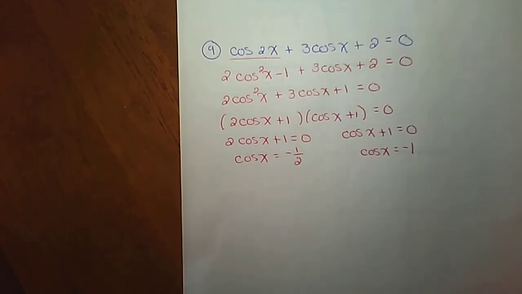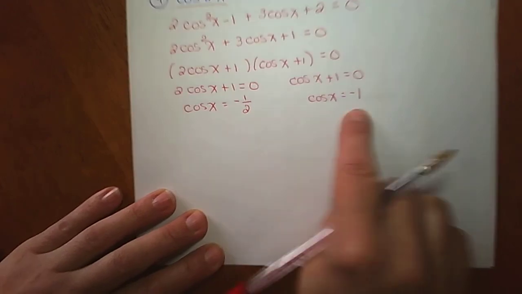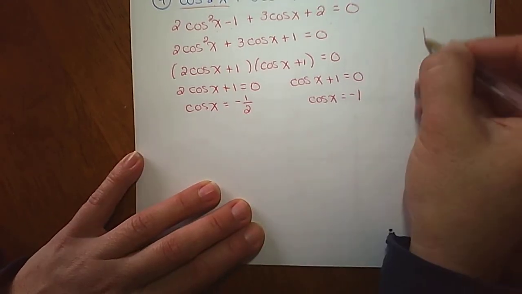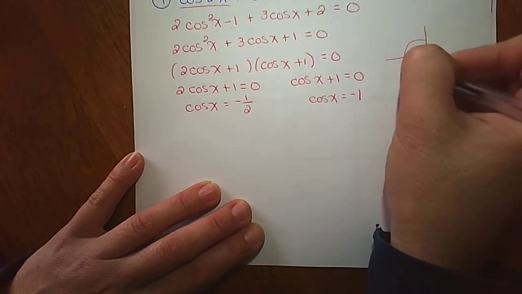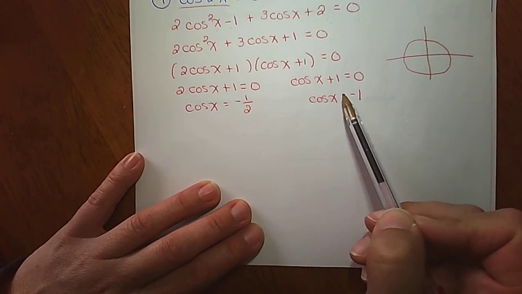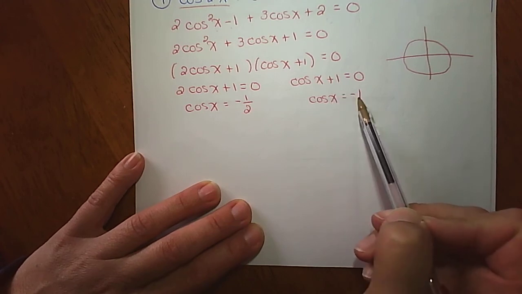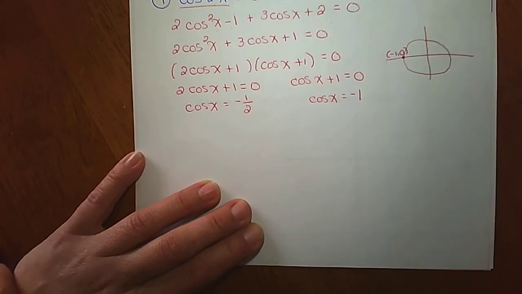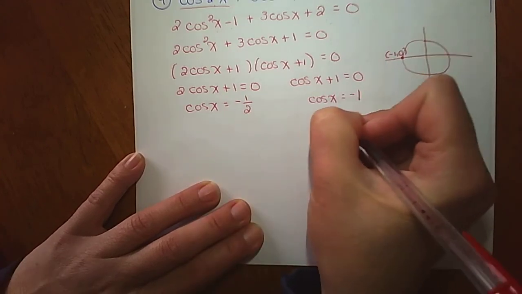Now, I like to do the whole numbers first. Whole numbers, 1, 0, or negative 1, means the answer comes off the unit circle. Where on the unit circle is cosine equal to negative 1? And that would be right here, right? That's the point negative 1, 0. And that happens at 180.